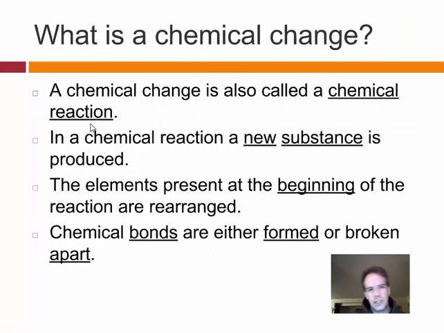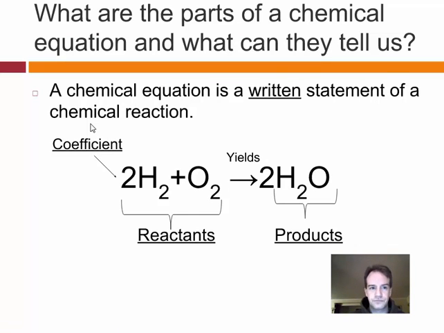So what is a chemical change? Well, a chemical change is also known as a chemical reaction. And in a chemical reaction, just like a chemical change, a new substance is produced. A new substance is formed, but all the elements that are present at the beginning are also present at the end. They're just rearranged. You might have new compounds and new rearrangements of those elements altogether. So chemical bonds, therefore, are formed or broken apart during a chemical change, also called a chemical reaction.